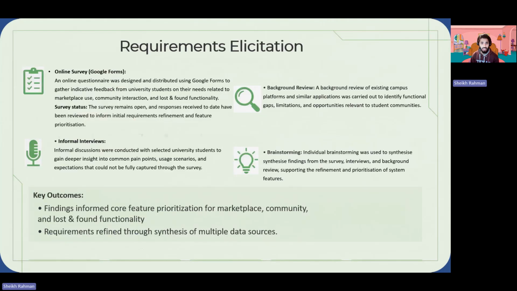Requirement elicitation. Several techniques were used to gather system requirements. An online survey was created using Google Forms to gather feedback from university students regarding marketplace, community interaction, and lost and found functionality. The survey is still open and continues to inform feature prioritization. Informal interviews were conducted with selected students to gather deeper insight into user expectations and common challenges. Background research was also conducted by analyzing existing student platforms to identify functional gaps. Finally, brainstorming was used to combine findings and refine system requirements.